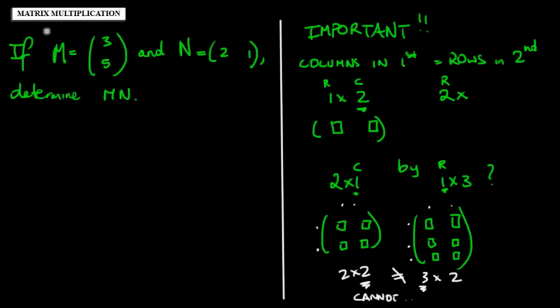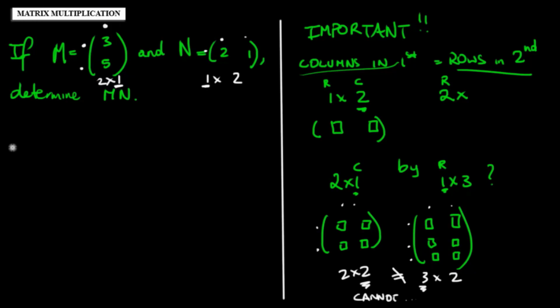Now, the first thing we need to check is if the columns in the first is equal to the rows in the second. When I look at M, I see 2 rows and 1 column, so it's a 2 by 1 matrix, and N has 1 row and 2 columns, so it's a 1 by 2 matrix. Since the columns in the first is equal to the rows in the second, that means they can be multiplied.